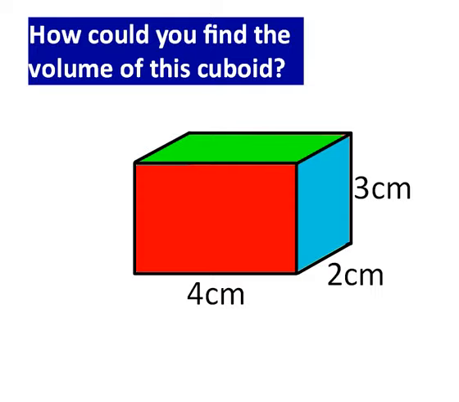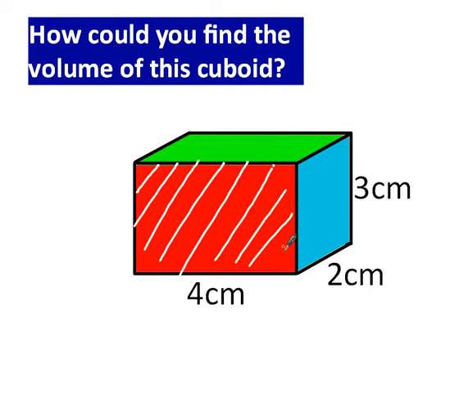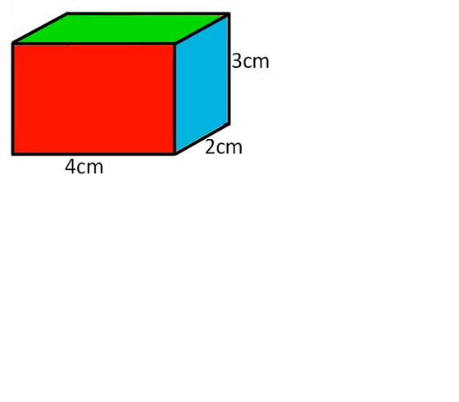Okay, how could you find the volume of this cuboid? Well, to find the volume of any prism, all you need to do is to find the area of the face at the front. So let's say that we're going to use this red face as the face at the front, and then multiply it by the depth of the object. So that's how far does the object go back. Okay, so if this is the face at the front, we find the area of this face and multiply it by the depth.